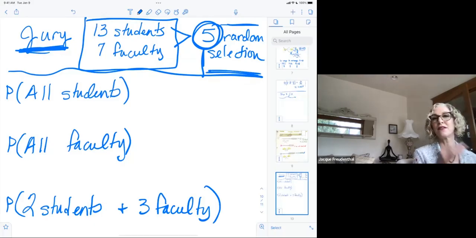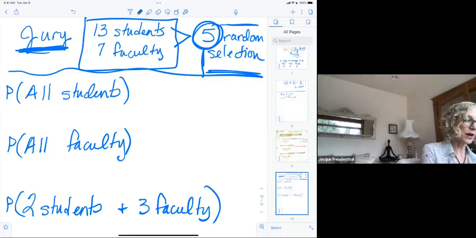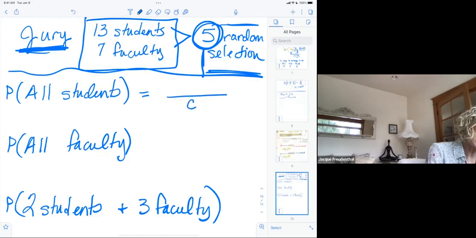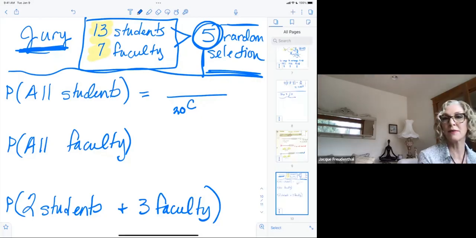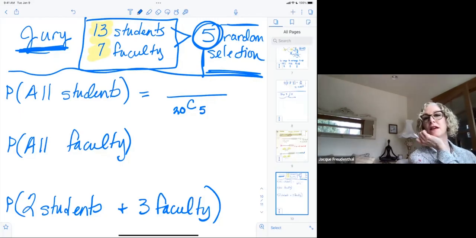Okay, does that make sense? There's 13 students, 7 faculty, and we're going to randomly select 5. What is the probability that all of the jury is students? So I need to know, first of all, how many ways I can choose out of the 20. Out of the 20, what are all of the combinations I can choose 5? That is the total number of ways I can choose 5 out of the 20.